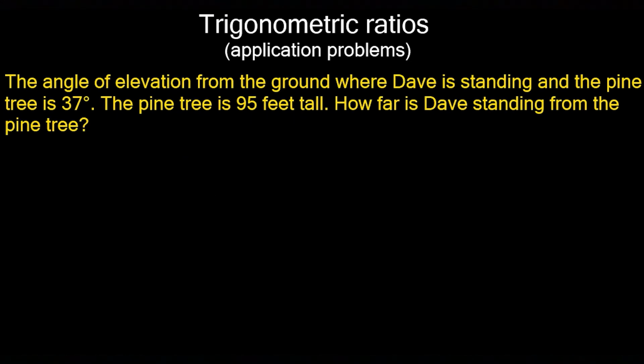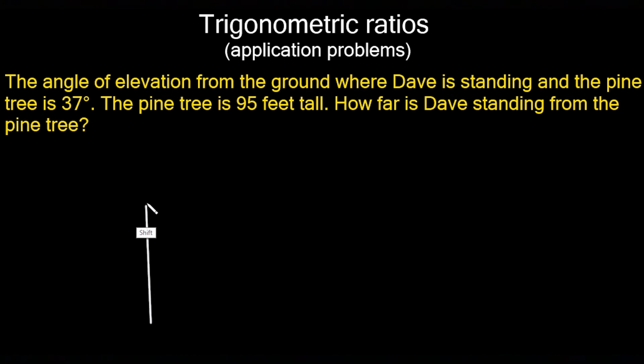So here's my next example. It says the angle of elevation from the ground where Dave is standing to the pine tree is 37 degrees. The pine tree is 95 feet tall. How far is Dave standing from the pine tree? So why don't we go ahead and put on this pine tree. Again, it does not have to be perfect, but we'll do our best.